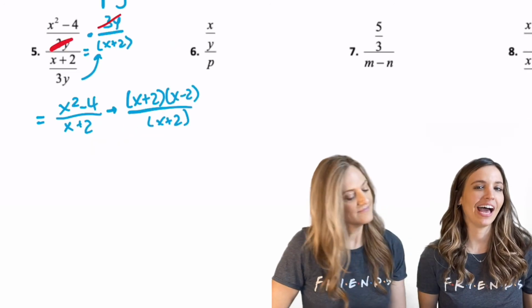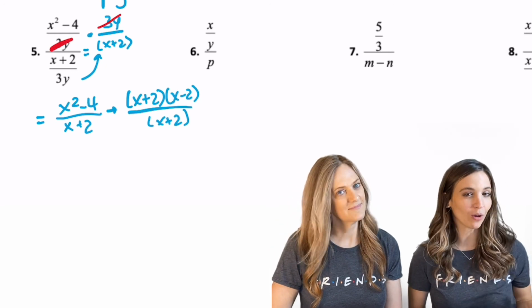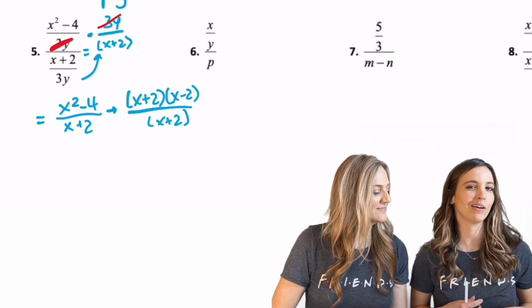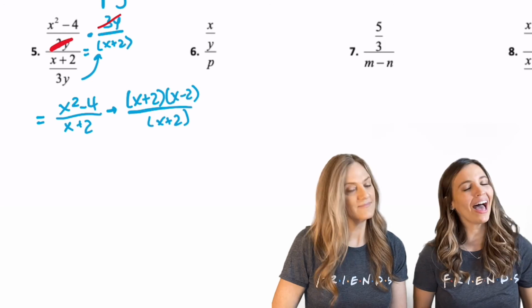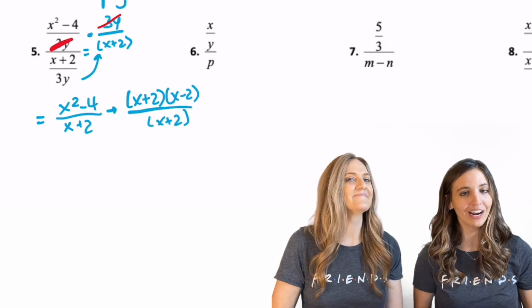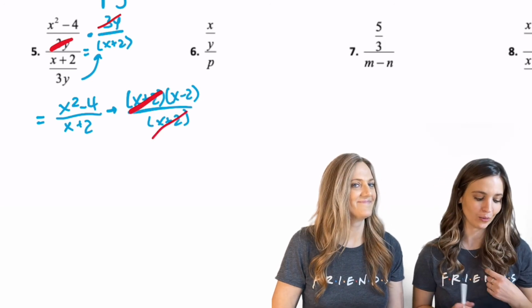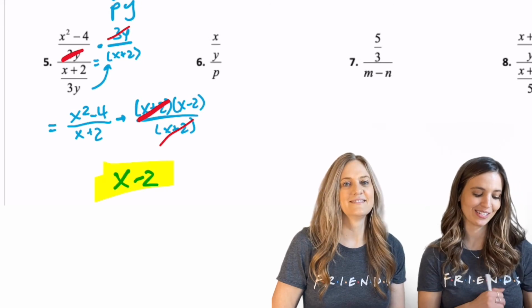Checking number 5, I could divide out that 3y pretty quickly, but notice when I get to x squared minus 4 divided by x plus 2, I could totally factor that numerator and divide out an x plus 2. Final answer, x minus 2.